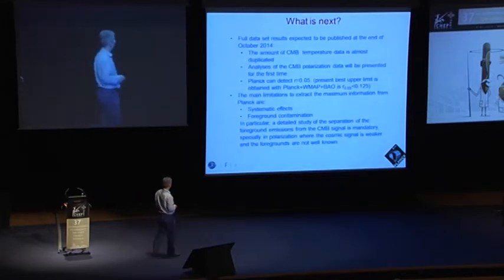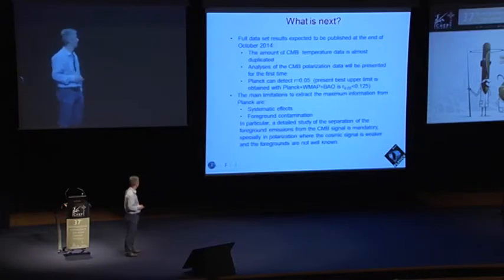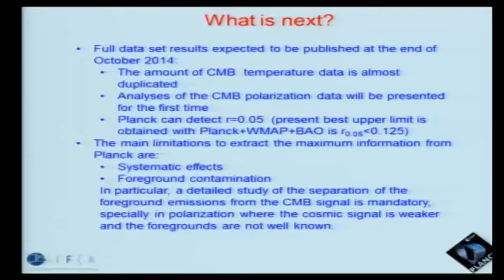So what is next? The full data set results are expected to be published at the end of this year. The amount of data in temperature is going to be duplicated, but the most interesting data is coming from polarization, which is the first time that it is analyzed. The sensitivity of Planck is 0.05 in r, with the pivot value used by Planck. And the present constraint, with this pivot value, which is the same as BICEP, is 0.125.